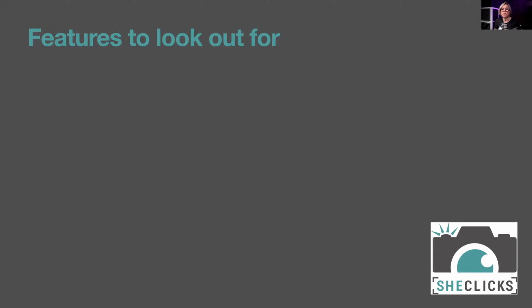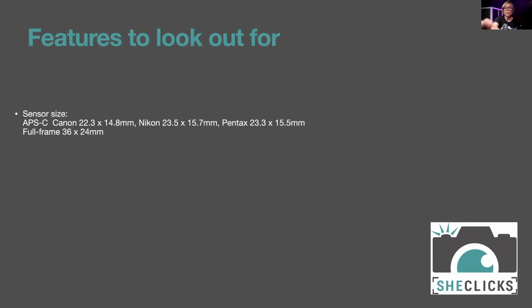Now let's look at some features to look out for. Okay, so sensor size. We're used to talking about full frame and APS-C size sensors, but what does that actually mean? Well, full frame is the same size as a 35mm film frame. We've just become used to talking about full frame cameras, but that's actually what it means.